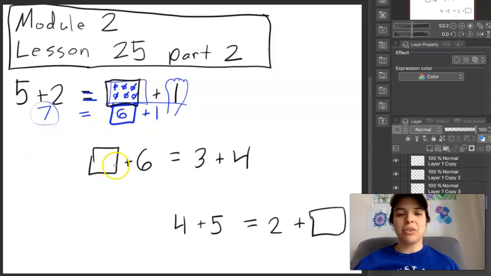Let's try the other sample problem. We have mystery number plus 6 is the same as 3 plus 4. Do we have everything we need to know on this side of the equal sign? We sure don't. We have a mystery number plus 6. Let's try the other side of the equal sign. We have a 3 plus 4. Do we have everything we need? We sure do, 3 and 4.